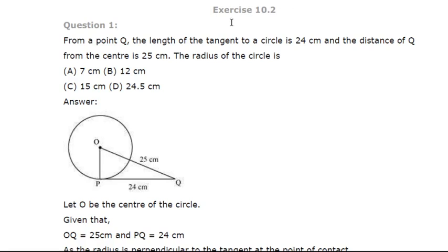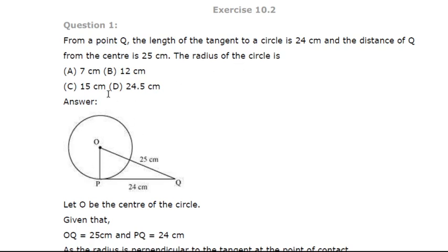Class 10th, chapter number 10, circle. From a point Q, the length of the tangent to a circle is 24 and the distance of Q from the center is 25 centimeters. The radius of the circle is.